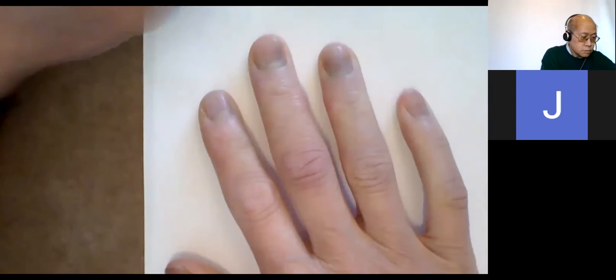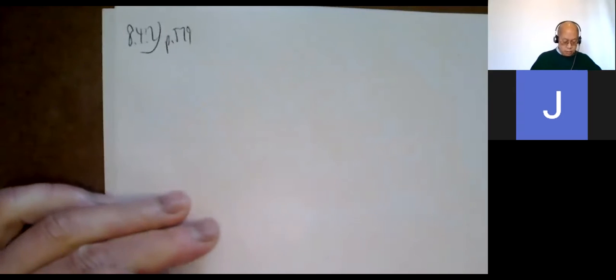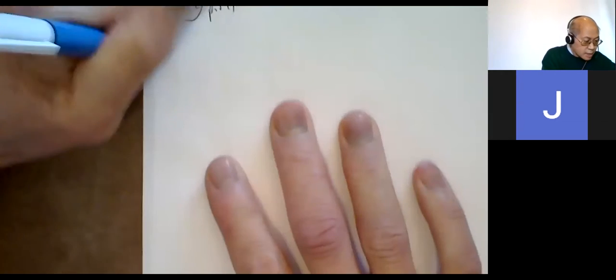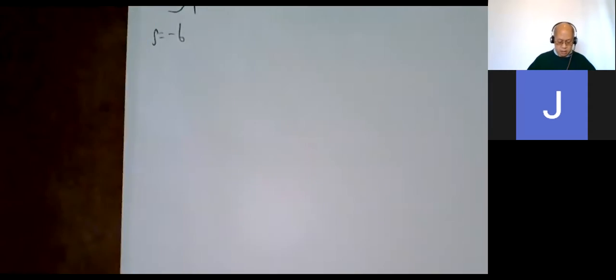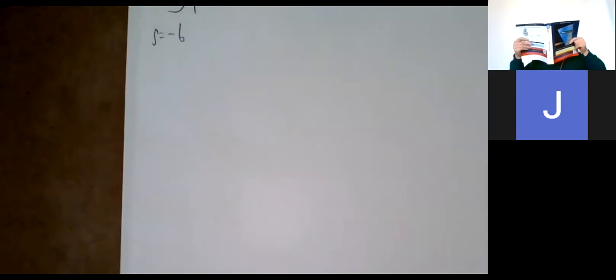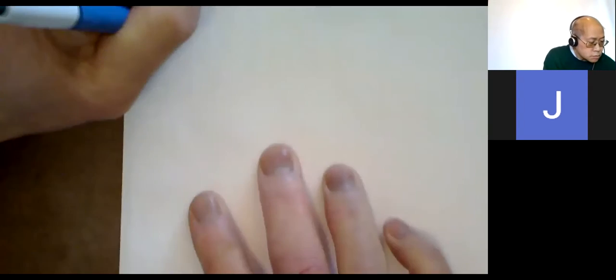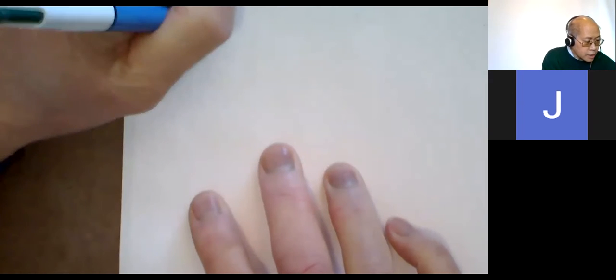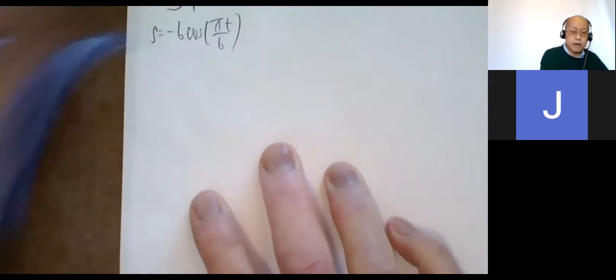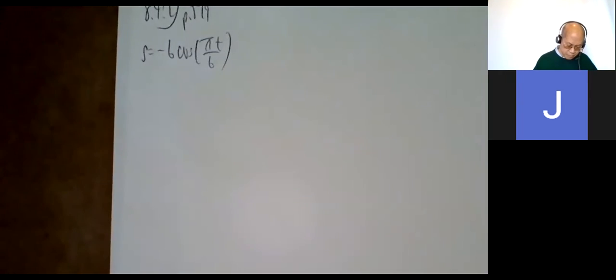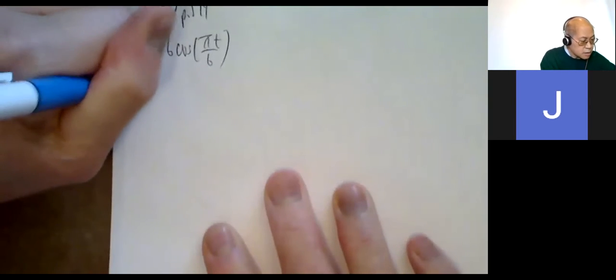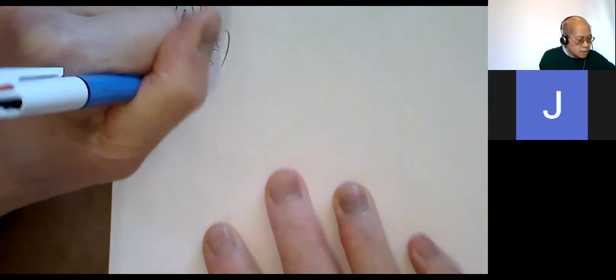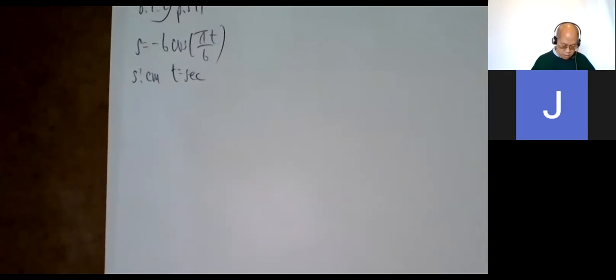And it's on page 579. All right, so the equation that they give me is S equals -6 cosine of pi t over 6, or pi over 6 t. S is in centimeters. T is in seconds.